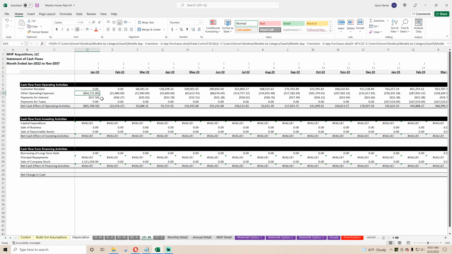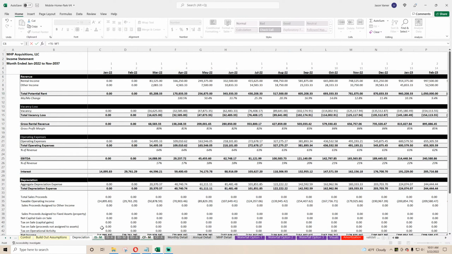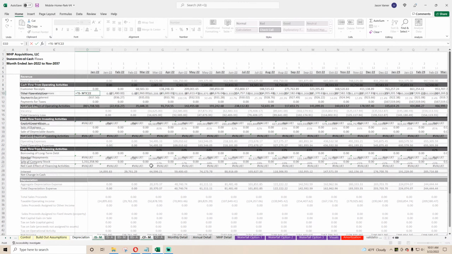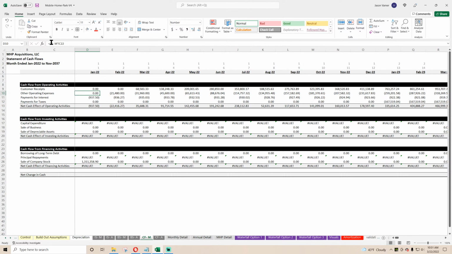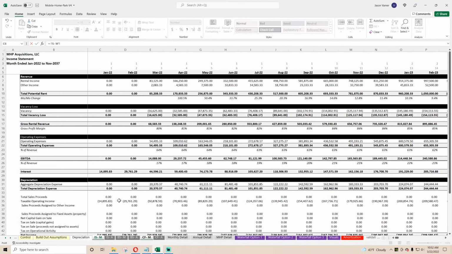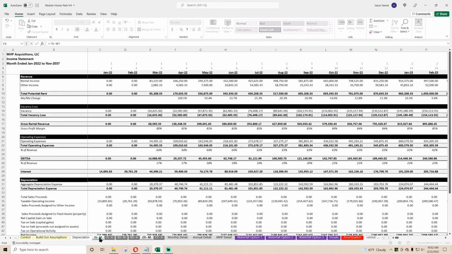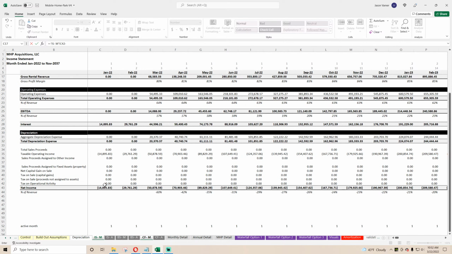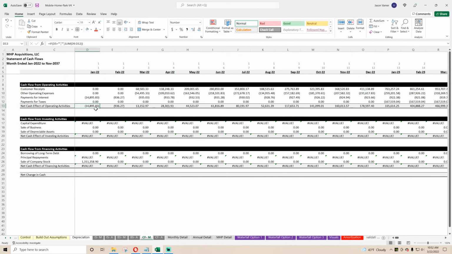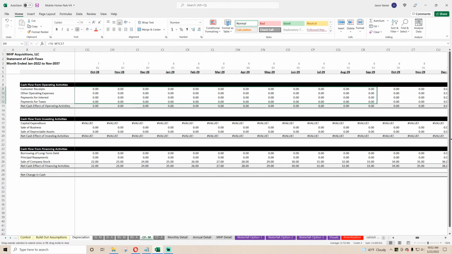Other OPEX. We want this number, and we're summing this up, so this needs to come through as a negative. Interest is going to come through as a negative as well. Taxes, lots of taxes here. Negative on this, minus this, minus this. Okay, so that's the cash flow from all operations.